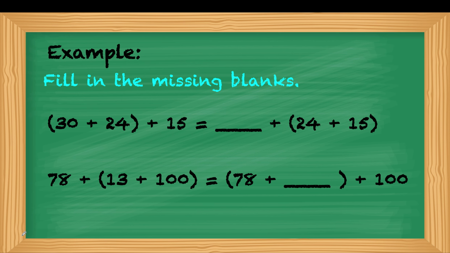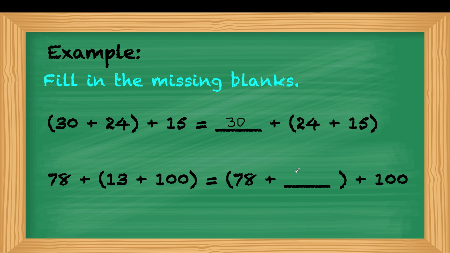So in front of the equal sign, I have open bracket 30 plus 24 close bracket plus 15, and on the other side of the equal sign, I have a blank line plus open bracket 24 plus 15 close bracket. Now, the only number that's missing which was in the first bracket was 30. So therefore, on the line here, I should have 30. And if you look, I just regroup them. So if I was to add them, I should get the same sum.